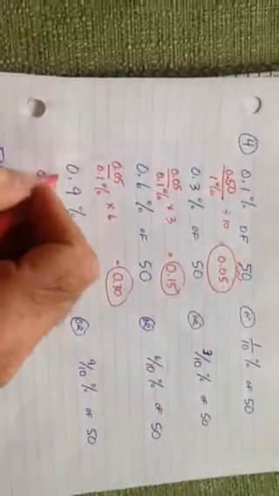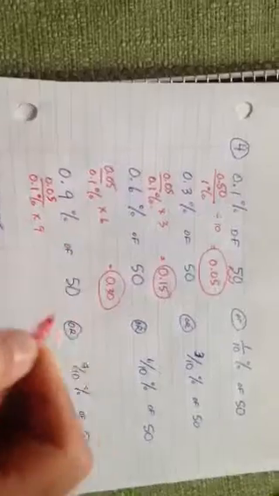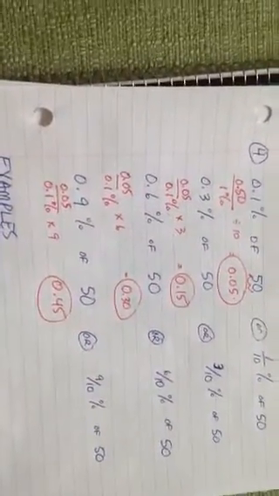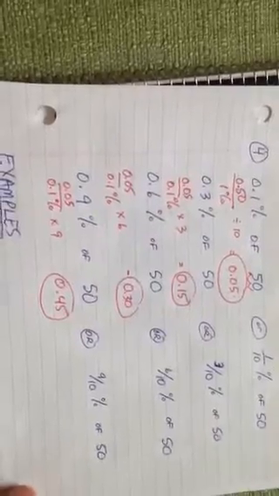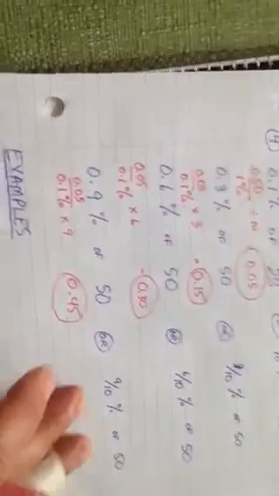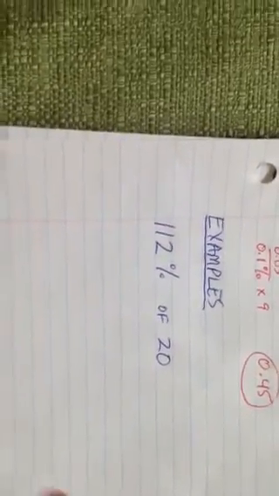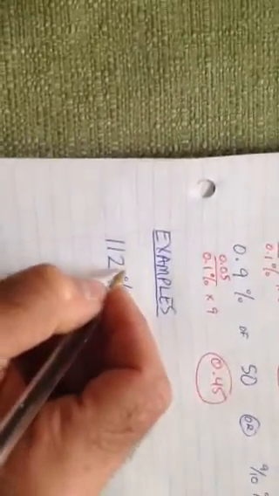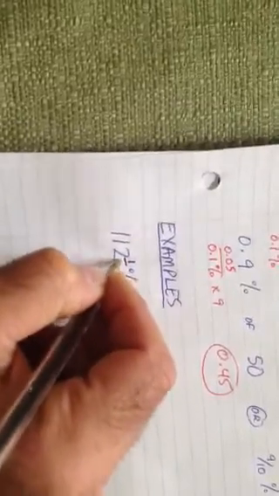And a nickel times 9 is 45 cents. Okay, so that's how we do the 0.1s. Pretty simple. So we're going to do some examples now once we've got that as a base. Here's the first example, 112% of 20. And actually, I meant to say that was 112 and 0.5, or 1/2%. We squeeze that in right there.